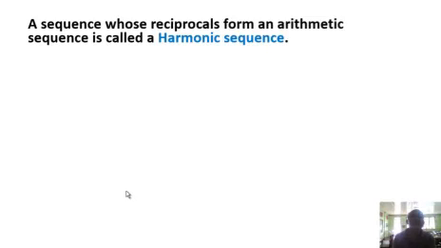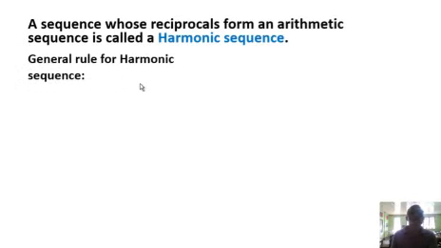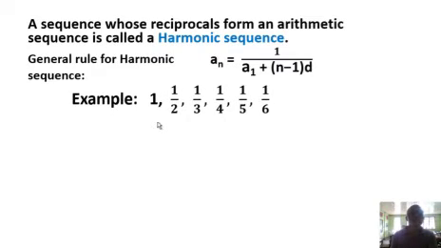Okay, another type of sequence is a harmonic sequence. It is a sequence whose reciprocals form an arithmetic sequence. A general rule for the harmonic sequence, we have a sub n equals 1 over a sub 1 plus n minus 1 times d. For example, this harmonic sequence: 1, 1 half, 1 third, 1 fourth, 1 fifth, and 1 sixth.